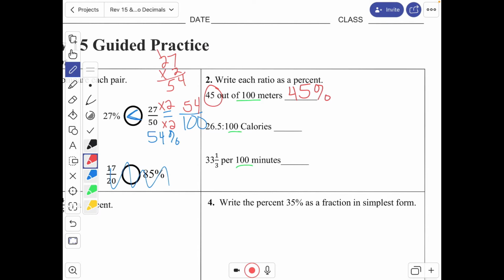And that is a different way to write a ratio. It's called a colon, 26.5 colon 100. So there's 26.5 to every 100 calories. So that's 26.5%. The next one says 33 1/3 per 100, so that would be 33 1/3%.